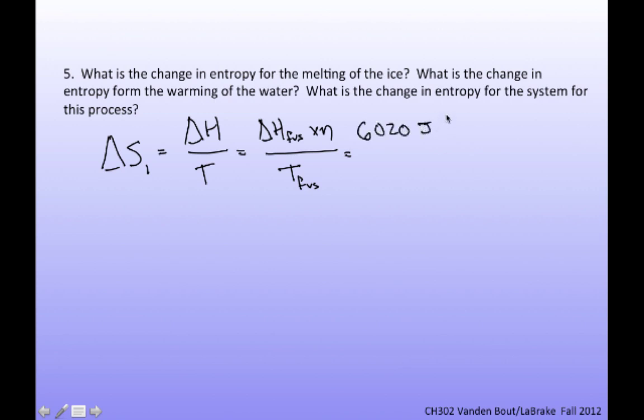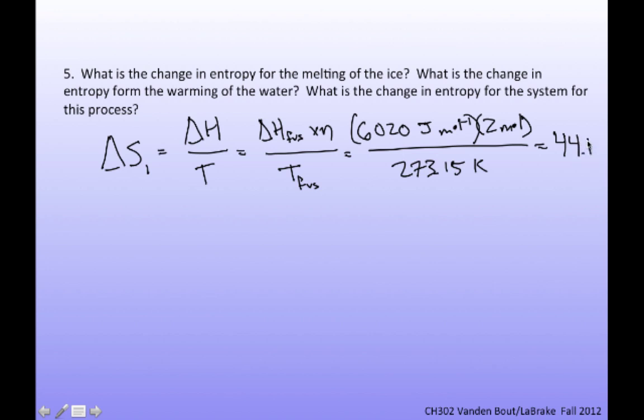And so that's going to be 6,020 joules per mole times 2 moles, 36 grams is 2 moles, divided by the temperature, 273.15 Kelvin. And that comes out to be 44.1 joules per Kelvin.